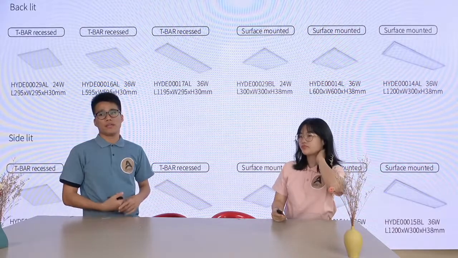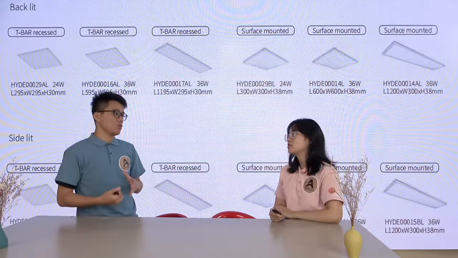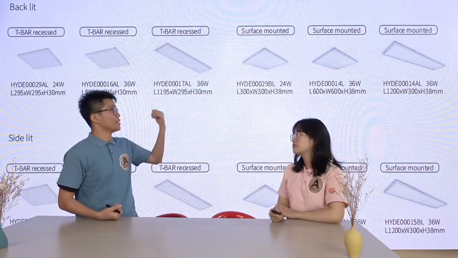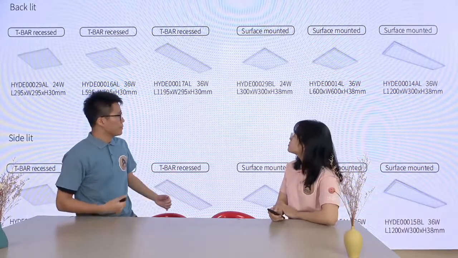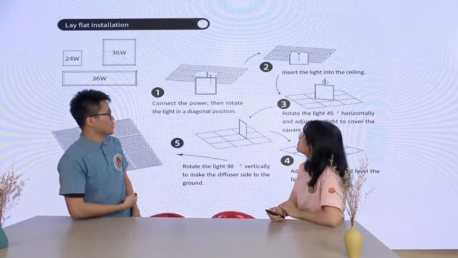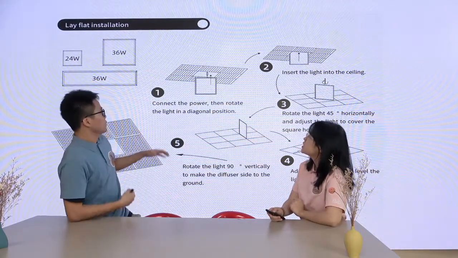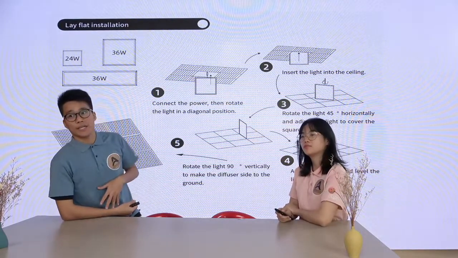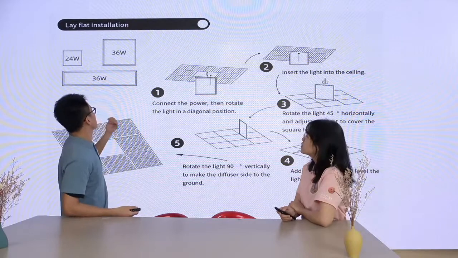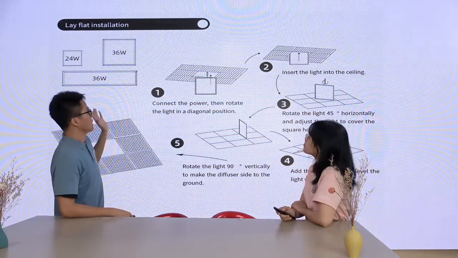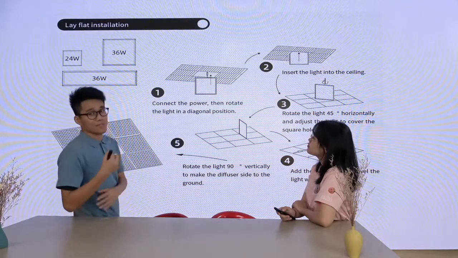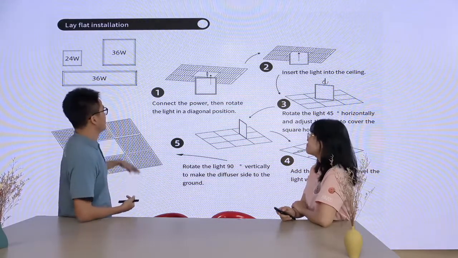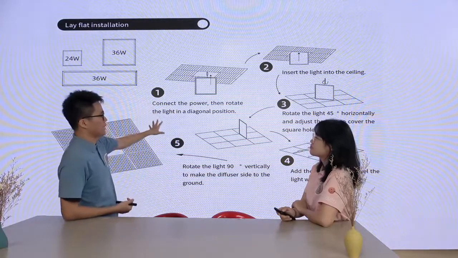Yes, it seems that the panel light has different ways to install, right? Yes. As you have mentioned, we have T-bar and surface mounting. And here we want to introduce different installation ways. Here, as you can see, this way is the lay flat installation. Maybe to some clients it seems complicated, right? Actually it can be divided into 5 steps.